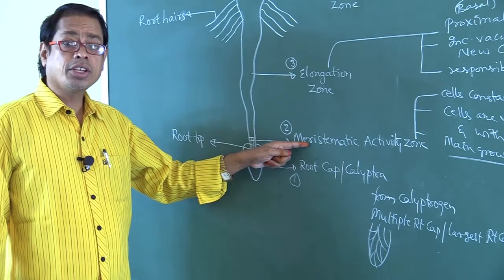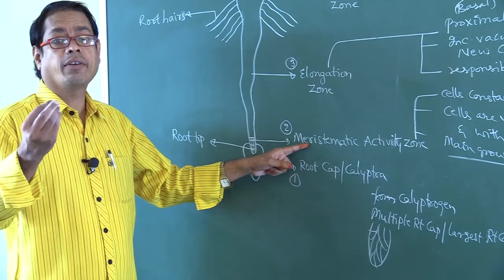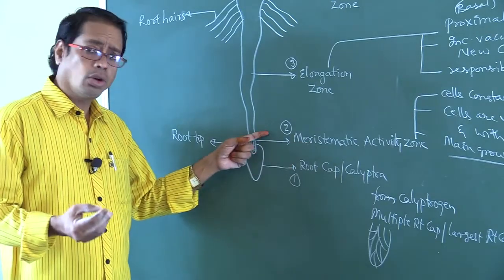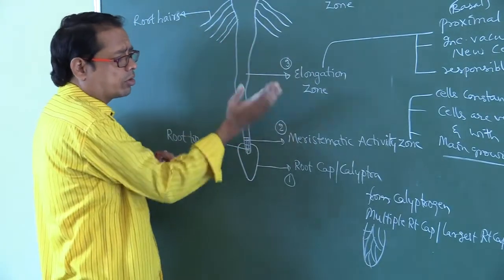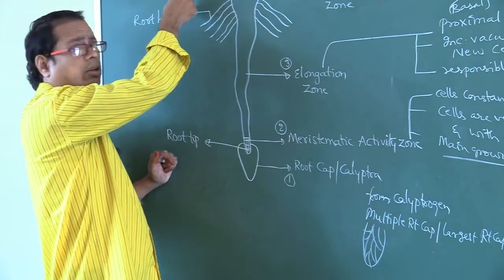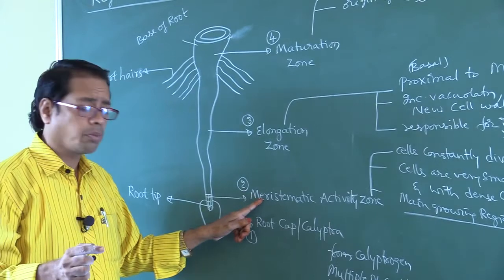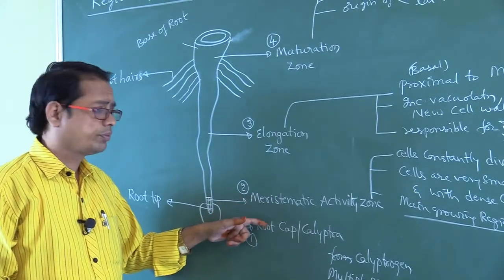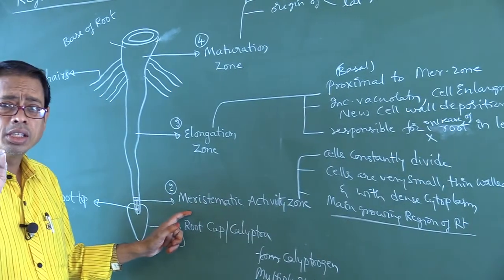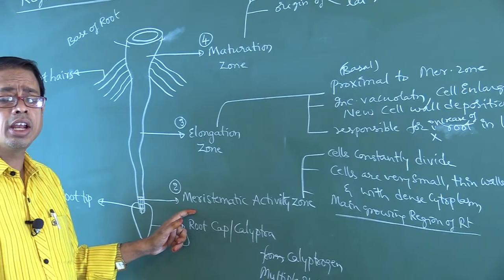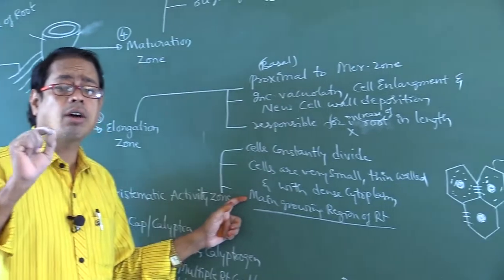Next, the meristematic zone. Meristem means cells constantly divide. Proximal means you have to go like this. Distal means you have to go like this. This is the base of the root. This is the root tip. The meristematic zone is present proximal to the root cap. Cells constantly divide. Cells are very small, thin, primary in nature, and with dense cytoplasm. It is the main growing region of the root.